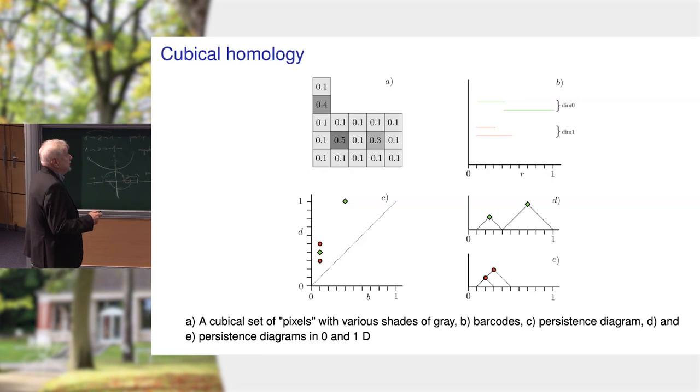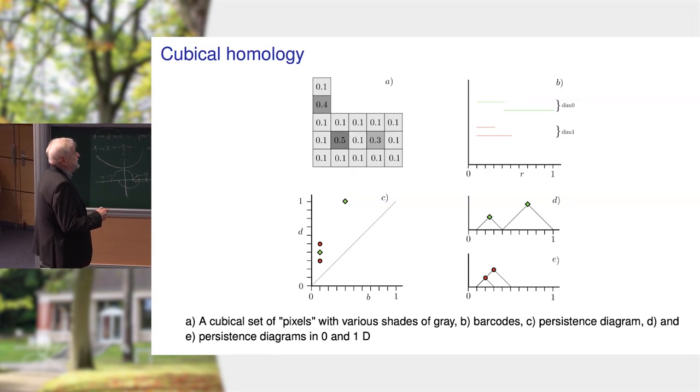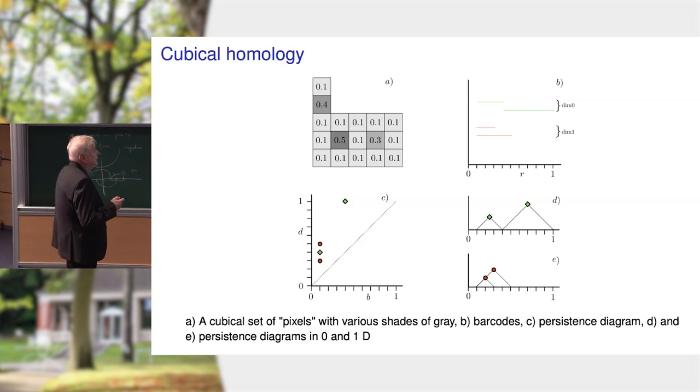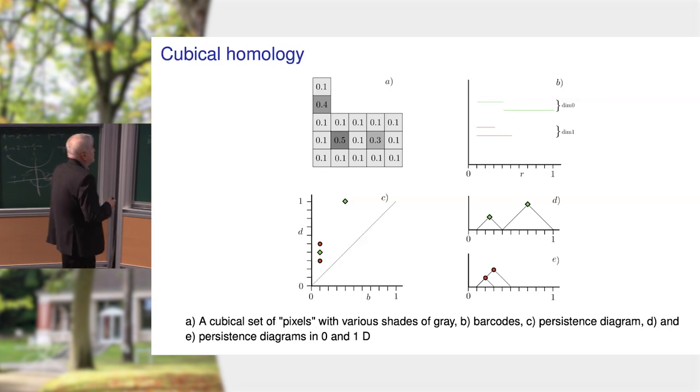So here are simply these barcodes, okay? Starting from 0.1, the beta 0 here is 2, because it consists of two parts, and beta 1 is also 2, because there are two holes. So this is one green and one red line, and then these betas change, okay?